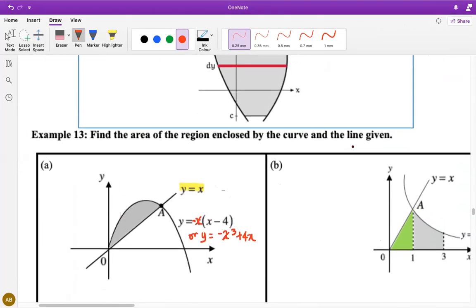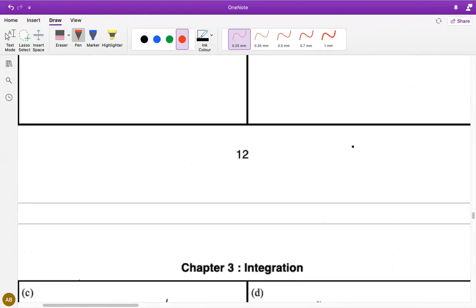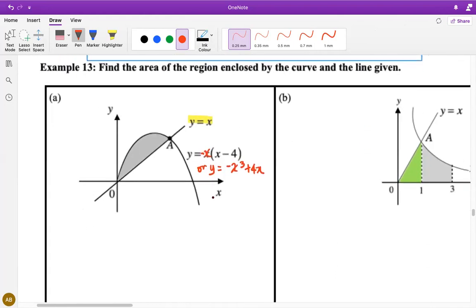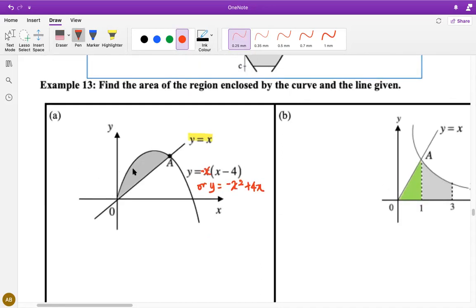Okay, so we continue the example 13. Before we continue, there are 2 amendments that you need to make. The first thing is A. In the question, it is x times x minus 4, so please change it to negative: put a negative x times x minus 4, or negative x squared. So not x cubed. Here it should be negative x cubed plus 4x, okay? So the equation of the curve is negative x squared plus 4x.